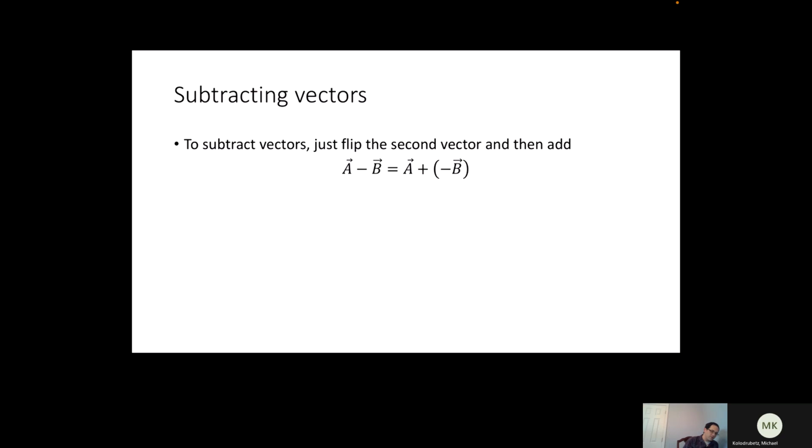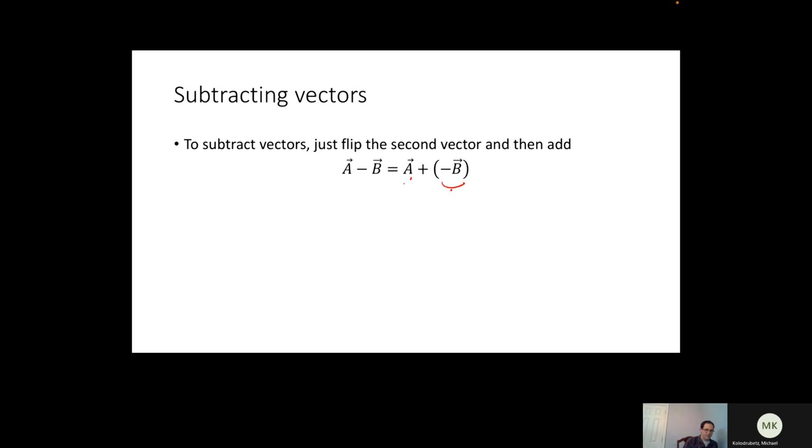Okie dokie. So subtracting vectors, that's actually pretty much what we just saw. So to subtract a vector, the easiest way to do that is simply say that A minus B is the same thing as A plus negative B. So we know how to draw A, we know how to draw negative B, and then we just add the negative vector. So for example here, if A points up and to the right, B points down and to the right.